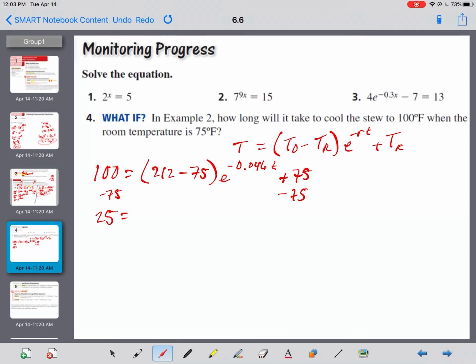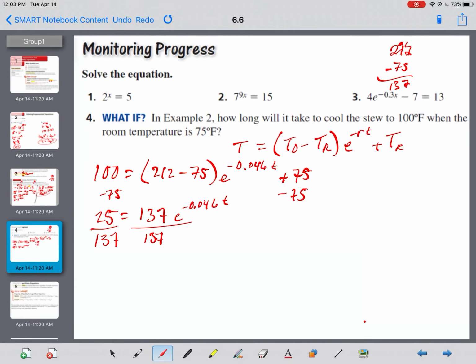It's just going to follow the same pattern. Let's get rid of that 75. 25 equals, let's see, 212 minus 75. Now we got to borrow. 12 minus 5 is 7. 20 minus 7 is 13.